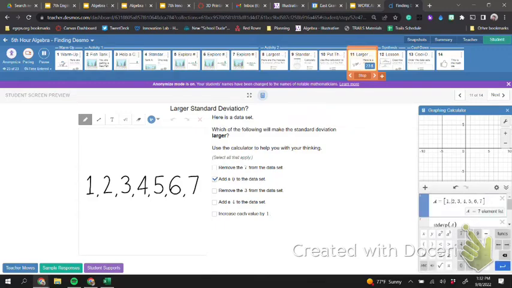So 2 is base. 3 is kind of close to the center, right? This one could be interesting. When I remove 3, it went up a little bit. That's because I removed a center thing, which would pull it tighter, right?